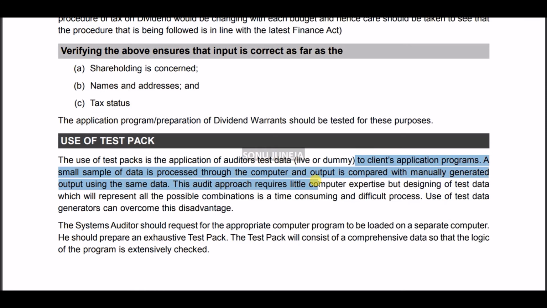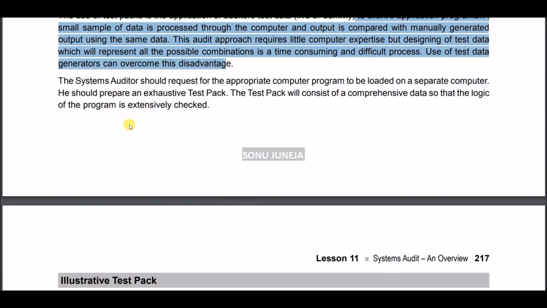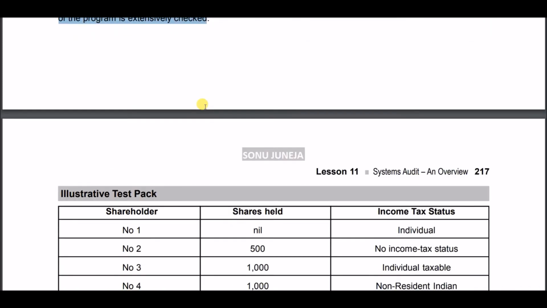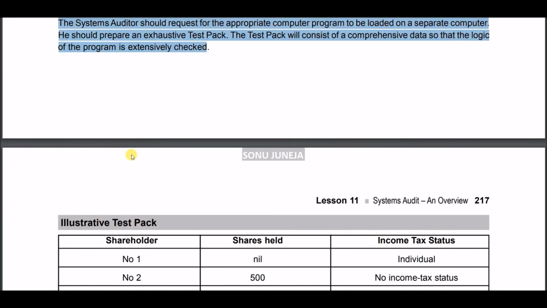So this audit approach requires a little computer expertise, but designing test data which will represent all the possible combinations is a time-consuming and difficult process. Use of test data generators can overcome this disadvantage. So the system auditor should request that the appropriate computer program be loaded on a separate computer. You should prepare an exhaustive test pack. The test pack will consist of comprehensive data so that the logic of the program is extensively checked. So, an illustration.